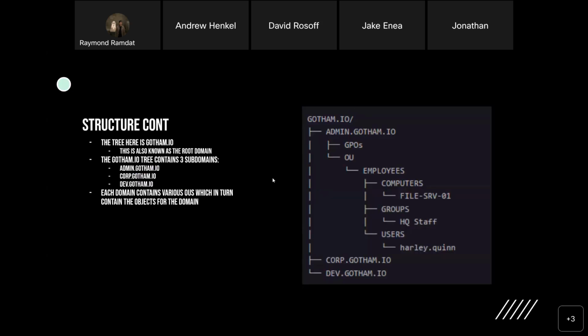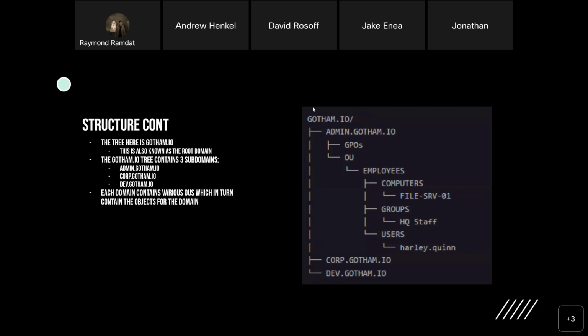So I have an example tree here. A forest, like I said, is composed of multiple different trees or domains. The tree is what's referred to as the root domain or the highest level domain in the environment. So in this example, the name of the tree is Gotham.io. It is the highest level domain in the environment, and everything else is a child of this domain.